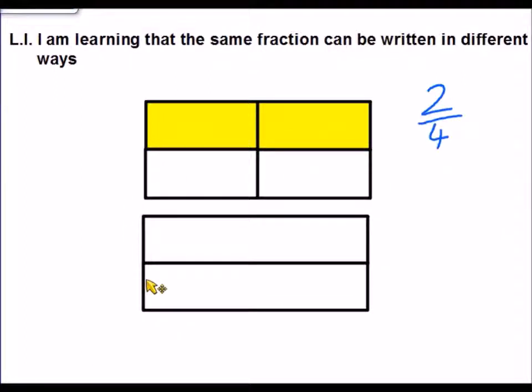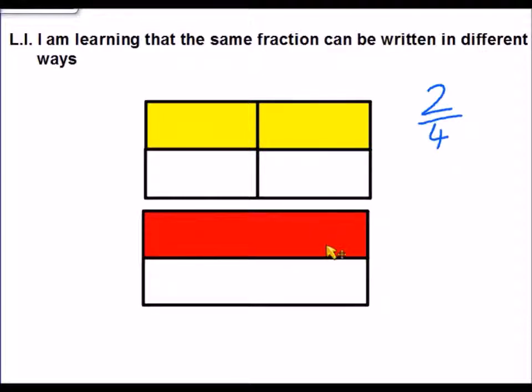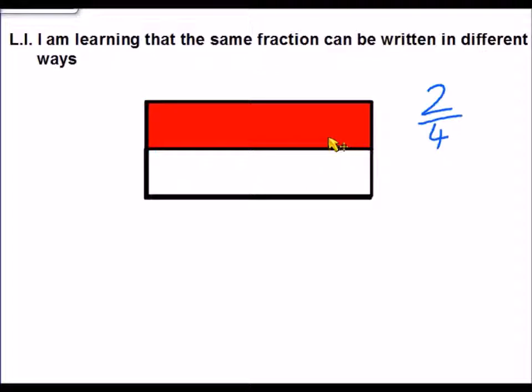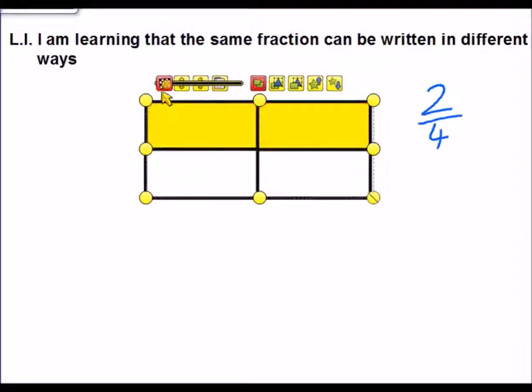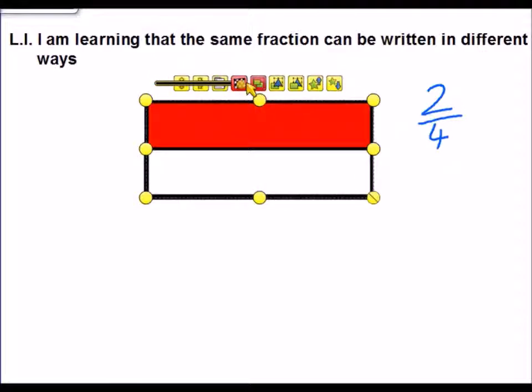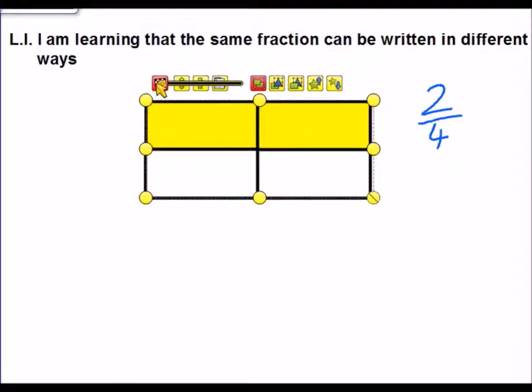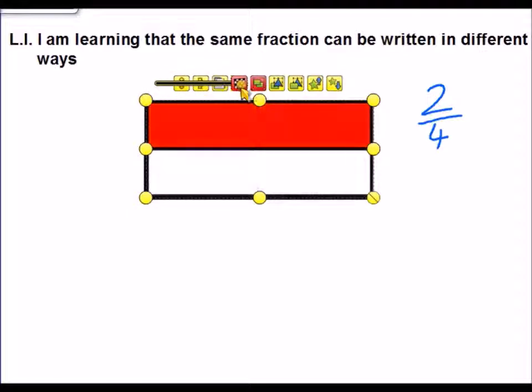If we take a half here, and I'll colour in half of this shape, we should be able to see, when I put them over each other, that they are actually equivalent to each other. So there is 2 quarters, there's a half. They're exactly the same amount of this shape. It is the same proportion of this shape.